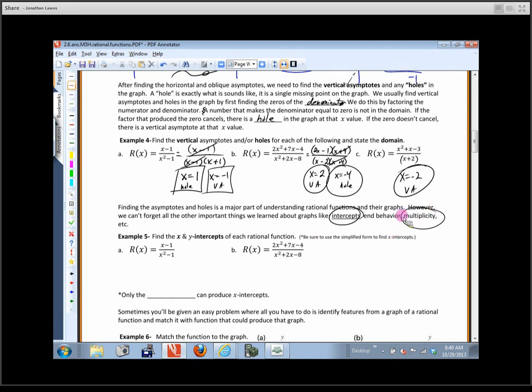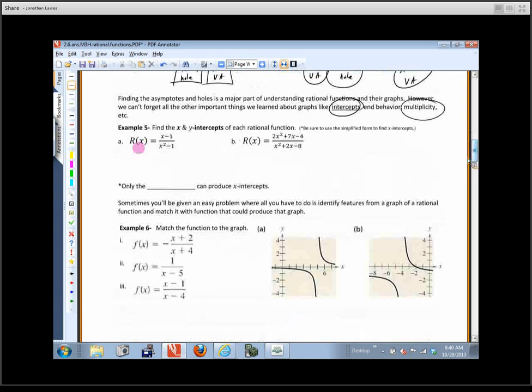So let's talk about how we find the X and Y-intercepts. Remember, to find the X and Y-intercept, make a little XY table. Plug in a 0 for X, that will find you the Y-intercept. And plug in a 0 for Y, set the function equal to 0, and that will find you the X-intercept. Okay? So I've got a little caution right here. Make sure you use the simplified version to find the X-intercepts.